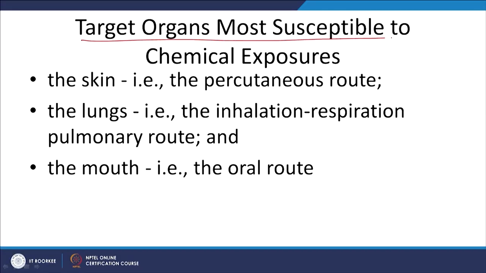Again, I am going to skip this through. So target organs most susceptible to chemical exposure obviously depend upon the route. So percutaneous, the skin, the lungs and the mouth, right. These are obviously the primary routes through which chemicals are ingested. So these are the organs most susceptible to chemical exposure, right.